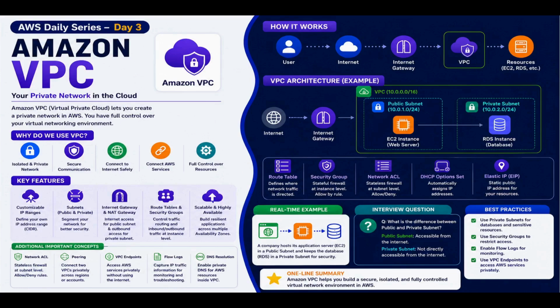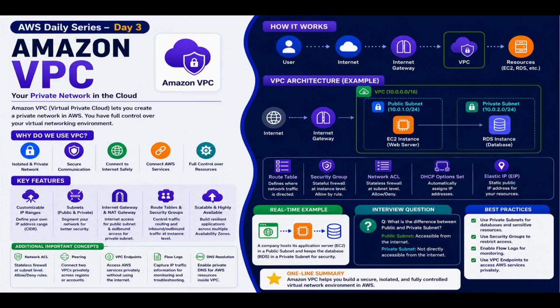Now let's understand how it works. Suppose a user opens an application. First, the request comes through the internet. Then it reaches something called an internet gateway. After that, the traffic enters the VPC network. Inside the VPC network, AWS routes a request to resources like EC2 instances, databases, or other AWS services. So, in a simple way, the user sends a request to the internet, the request enters the VPC, and then AWS securely routes it to the required resource. That is how networking works inside AWS.